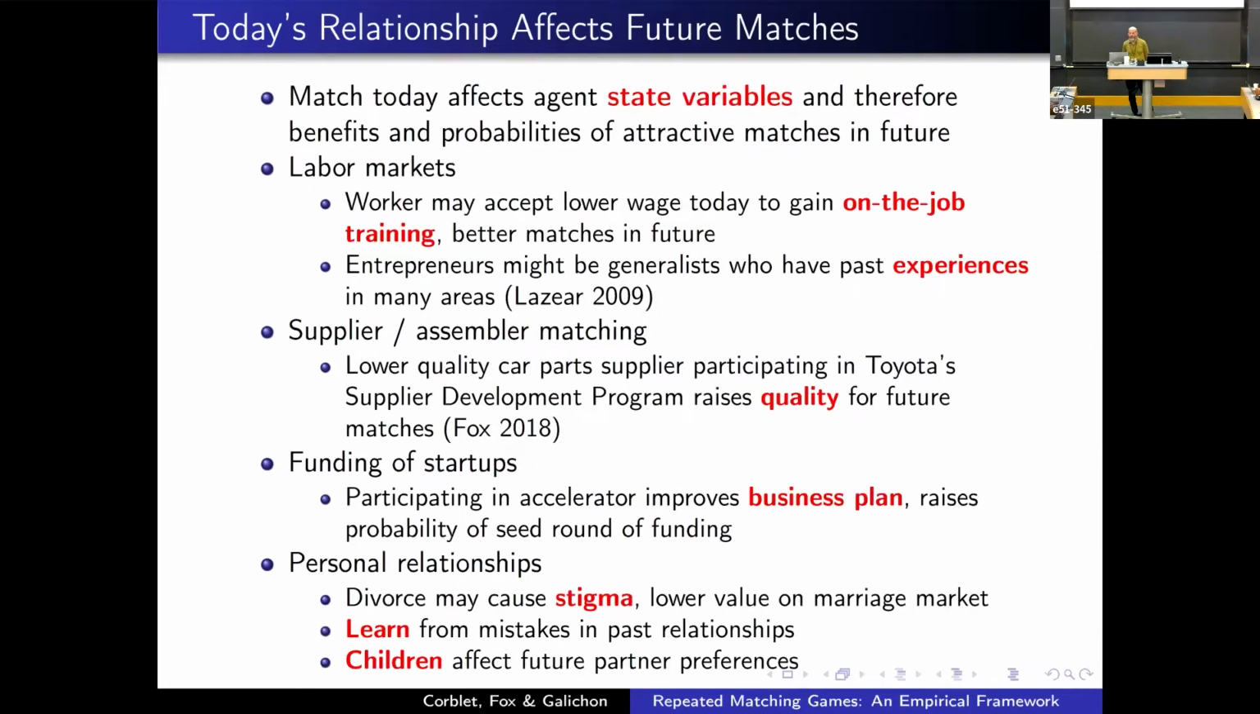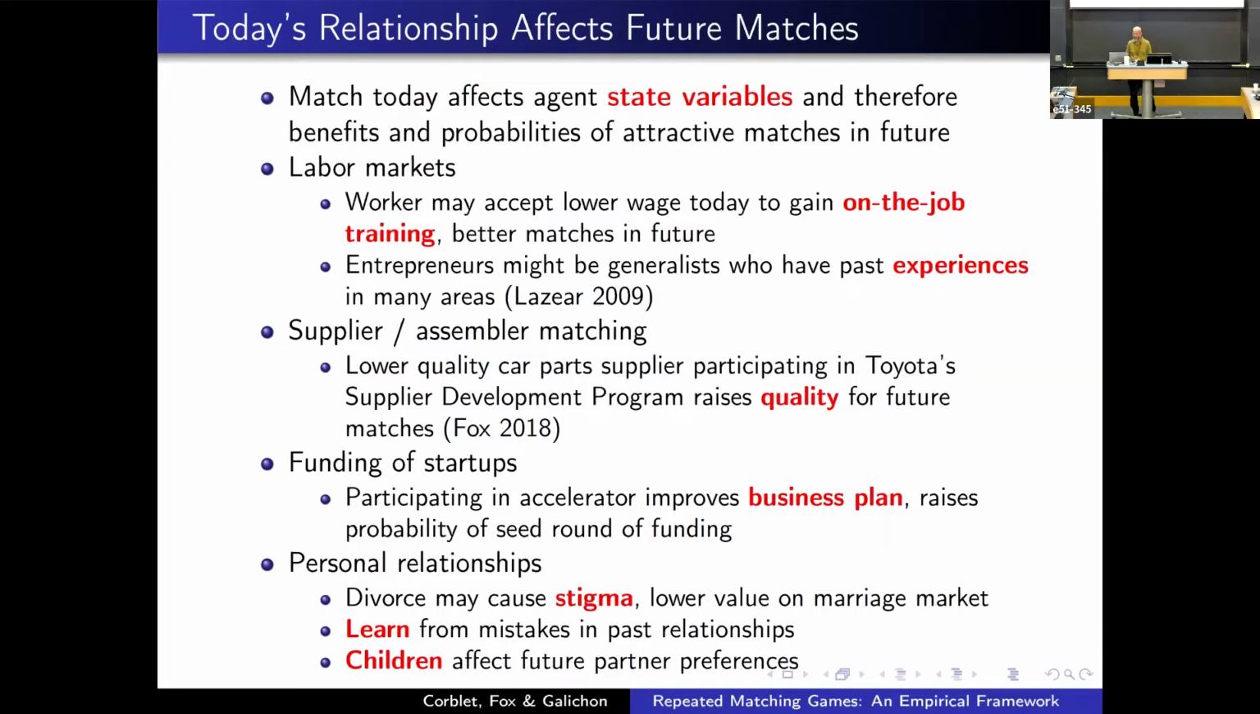So the main idea is that the relationships you make today affect your payoffs from and attractiveness to other partners in the future. And mathematically, that's captured by a state variable that's sort of capturing your current situation. So think about the labor market example. We have workers who are getting experience, and they might be getting experience from on-the-job training and so forth. And that is going to affect their state variable and might improve their match opportunities in the future.